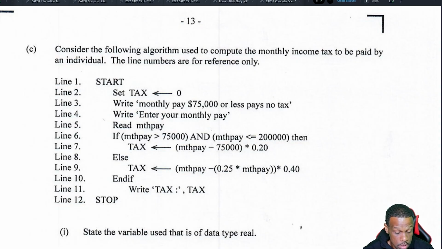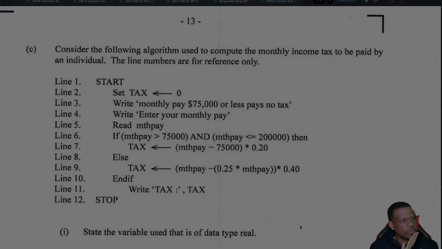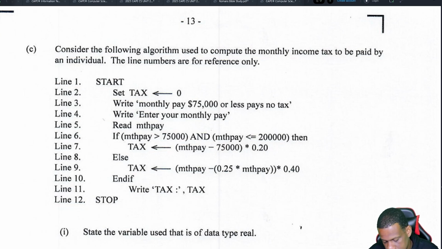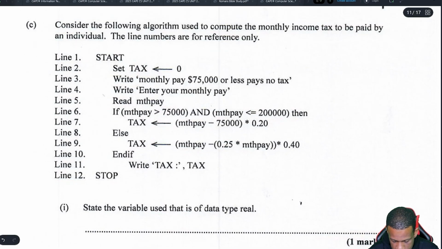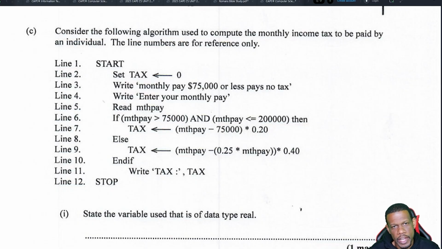Consider the following algorithm used to compute the monthly income tax to be paid by an individual. Once you see algorithms, you might want to run. But don't run from the algorithm questions. Ask yourself, what do I know here? Do I know anything?